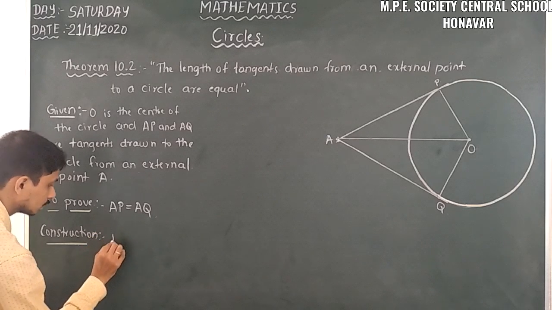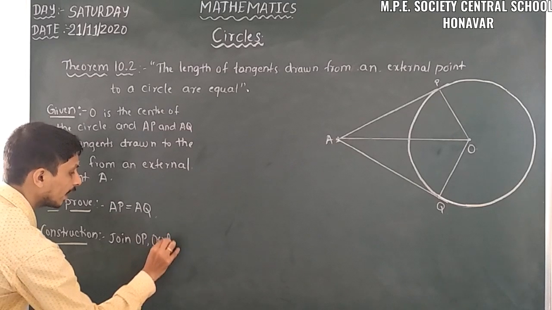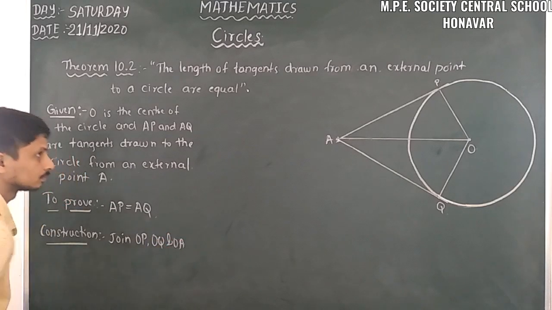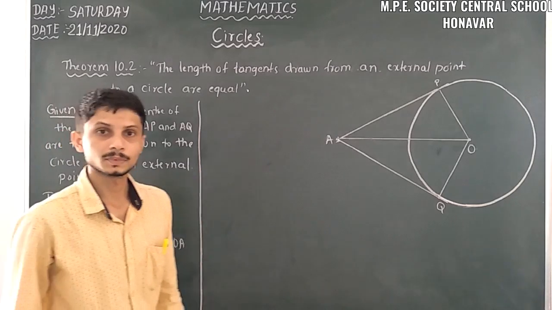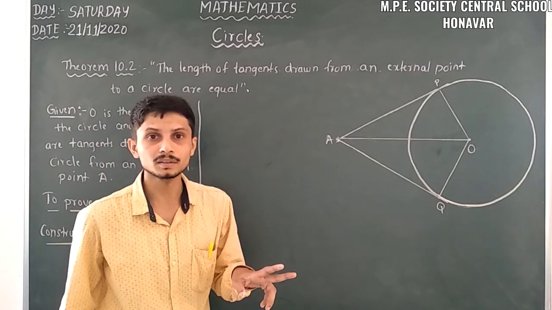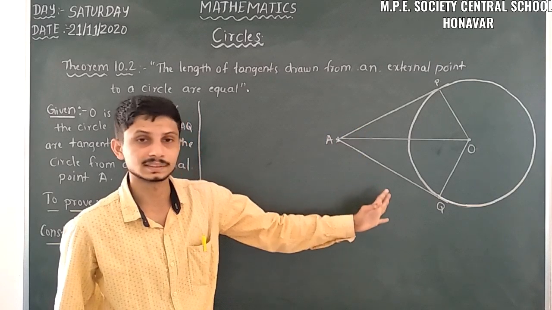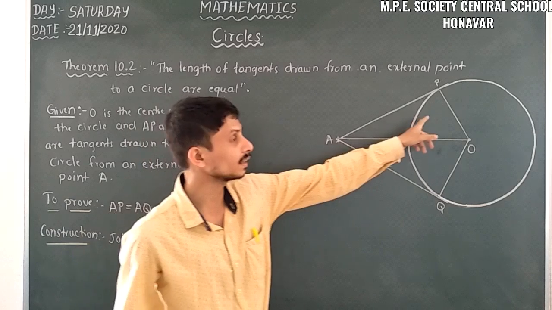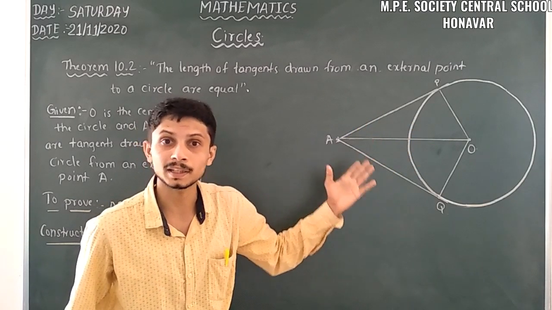OP. Join OP, OQ and OA. Yes. So then we have to prove. There are two methods for proving these things. One is that the right angle is possible, so in the right angle triangle we can insert the Pythagoras theorem also.